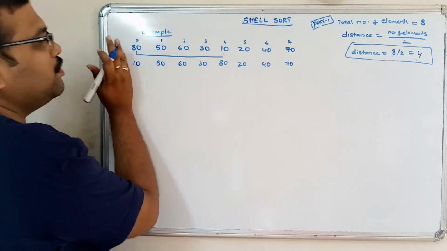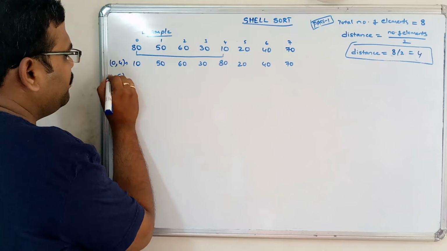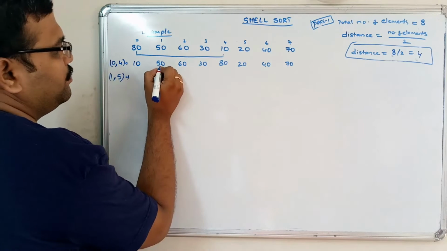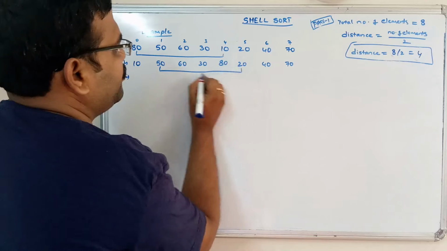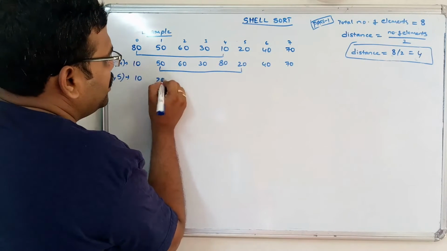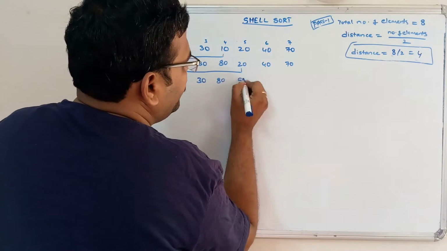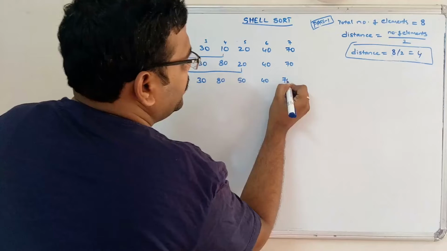Next, move the index to 1. With the distance 4, we should compare 1 and 5. So compare 1 with 5. So again those are not in sorted order. So swap 10, 20, 60, 30, 80, 50, 40 and 70.